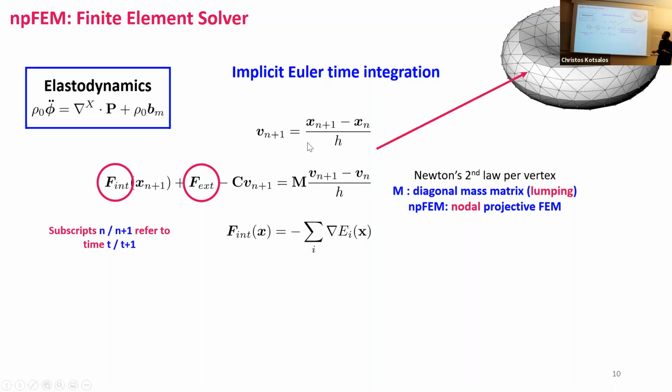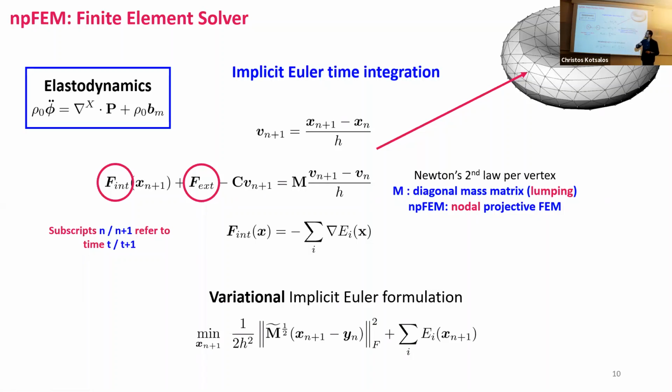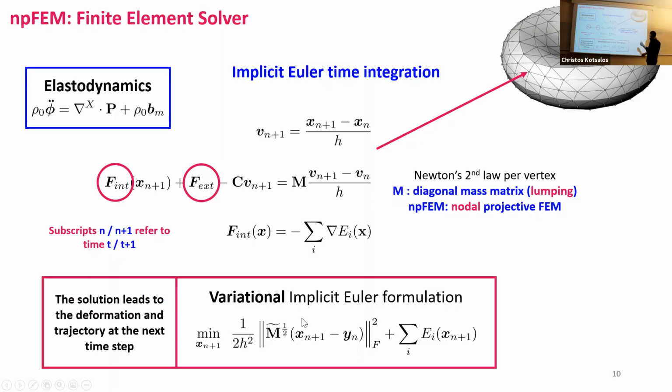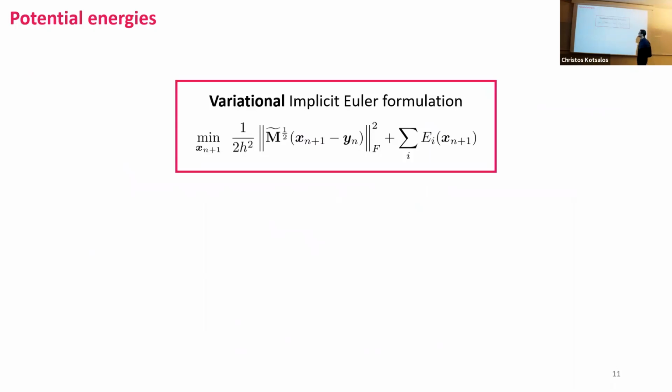So if we now take the first and the third equation and put it in the second equation, and we do a few operations, we can convert this implicit Euler time integration problem into the variational implicit Euler formulation, which is essentially an optimization problem. So what we are trying to do is to minimize this cost function. So the solution to this optimization problem leads to the trajectory and deformation of the deformable blood cell at the next time step. So let me talk now a little bit more about the potential energies.